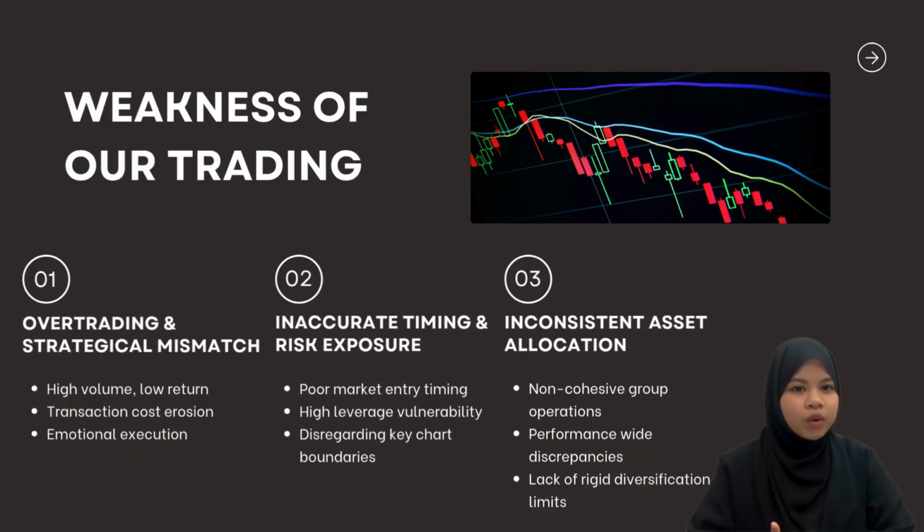Our group operations were not very cohesive. Each of us managed our account individually without a unified set of rules. This lack of rigid diversification limits created huge performance discrepancies among our members. For example, Adam made an amazing profit of over 26,000 ringgit, while Iman faced a drawdown of over 15,000 ringgit. This gap became so wide because we didn't set strict boundaries to protect our group's collective equity.